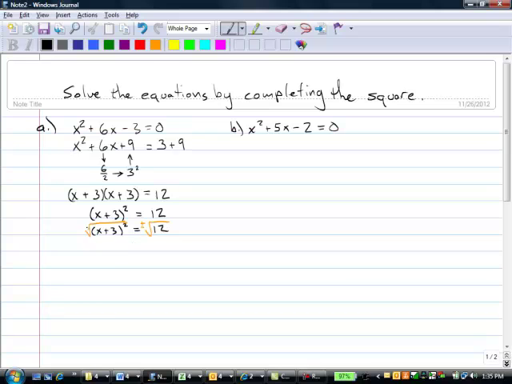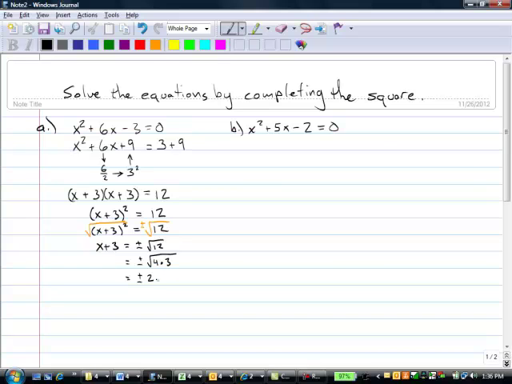And so on the left side, the square root of a perfect square just gets you the x plus 3 there. Now we have plus or minus the square root of 12. That can be simplified. The square root of 12 is really the square root of... you look for a perfect square in there. 4 is a perfect square. 4 times 3 is a factor. So we get plus or minus the square root of 4, which comes out as a 2.